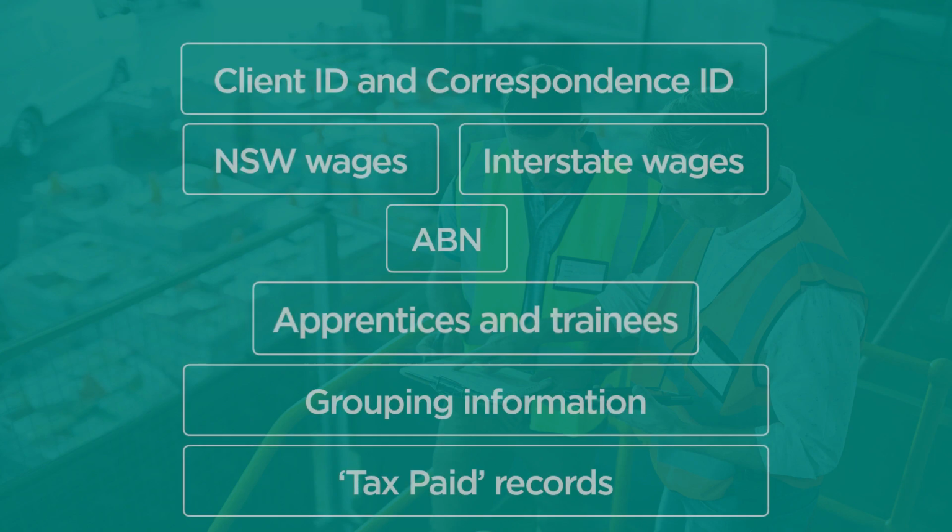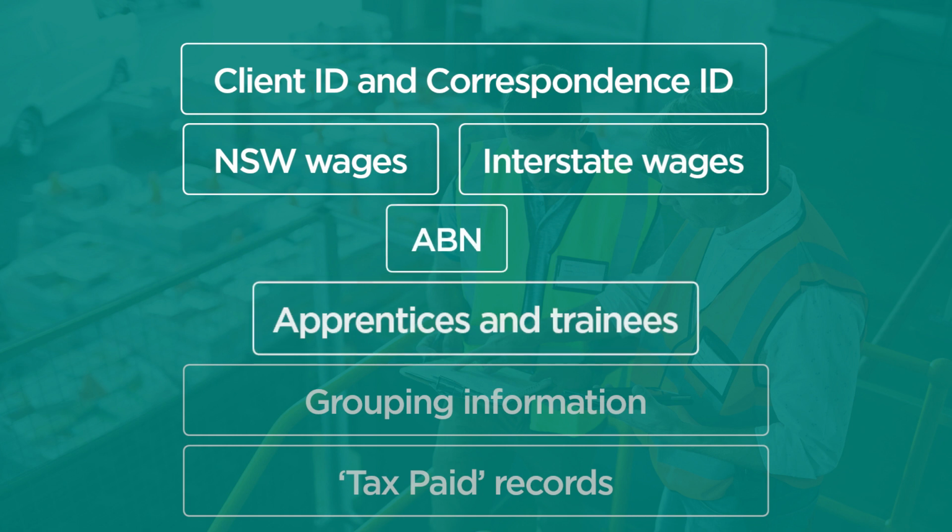Before we begin, gather the information you need, including your client ID and correspondence ID from your most recent payroll tax letter or booklet, New South Wales wages, interstate wages, your ABN, apprentices and new entrant trainees, grouping information, tax paid records if you have made monthly payments. You will also need to know whether your company is grouped for payroll tax purposes. Check the definition of related companies on the payroll tax grouping page of our website.